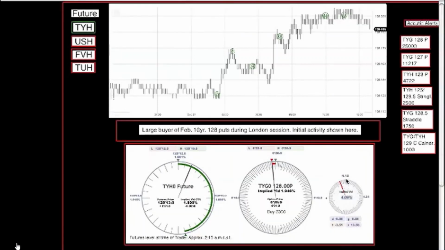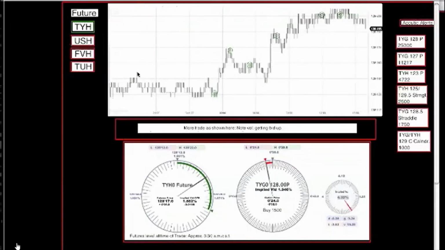So let's take a look at this next alert. Click on that one. As you can see, the market has rallied. We're now trading up 5 on the day at 128.17. The dealer buys another 1,500. He's paying 24, so the option is only down a couple of ticks, and you can see volatility now is quite a bit higher on the day.